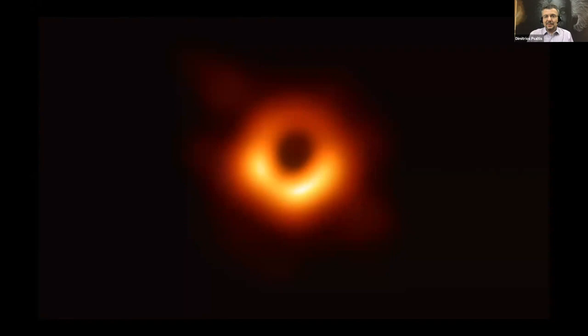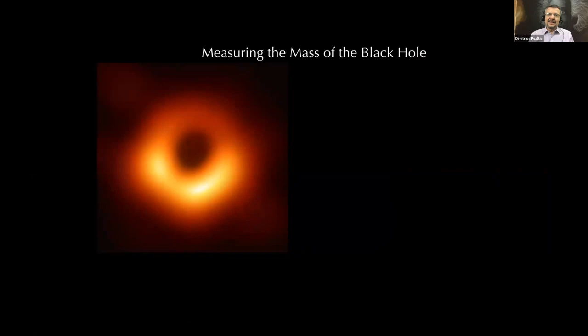We were not happy only that we could take that picture of the black hole, but we can actually do measurements. This is what we do in physics and astronomy. We like to do experiments, to make measurements. And we use that shadow to measure the mass of the black hole. The more massive the black hole, the bigger the event horizon. And the bigger the event horizon, the bigger that shadow.